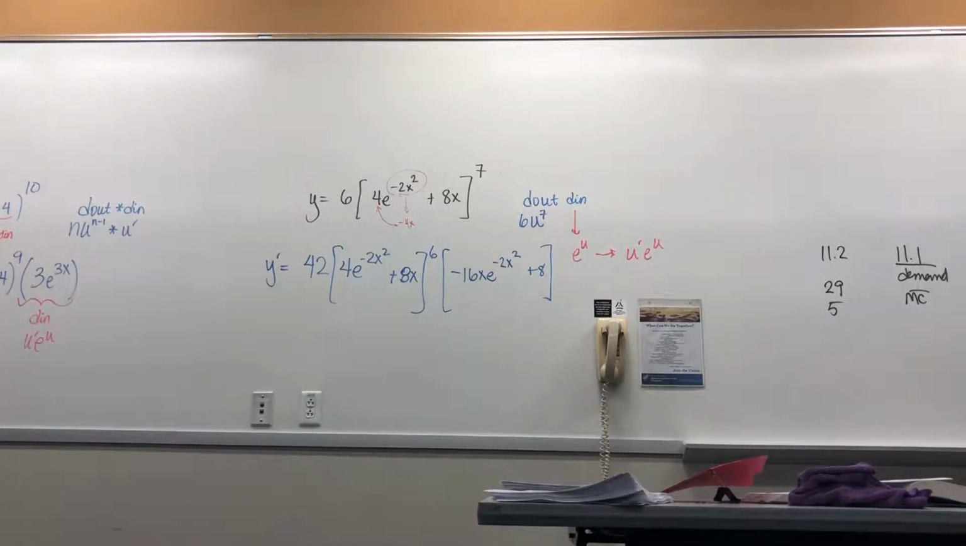is something like this. So many derivatives. If I had y equals 5e to the 3x squared plus 8 to the, let's say, 6th.